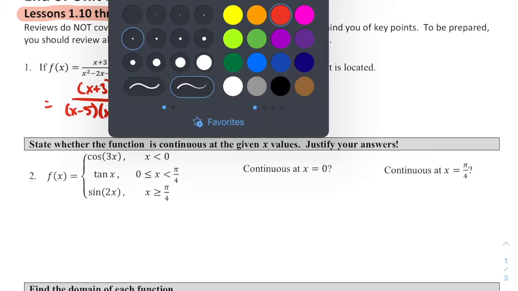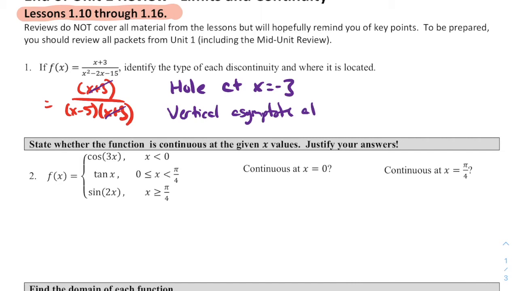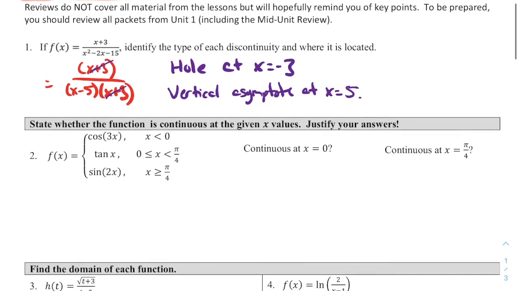Now, I see that our x plus 3's would cancel. So the x value that would make that equal to 0 is going to be a hole. So I know that there is going to be a hole at x equals negative 3. And we also can see that if we plugged in 5 to this denominator, that would make the denominator equal to 0. But since this has nothing to cancel out with in the numerator, I know that I'm going to have a vertical asymptote at x equals 5. So removable discontinuity, aka a hole, at x equals negative 3, and a vertical asymptote at x equals 5 if I graph that function.